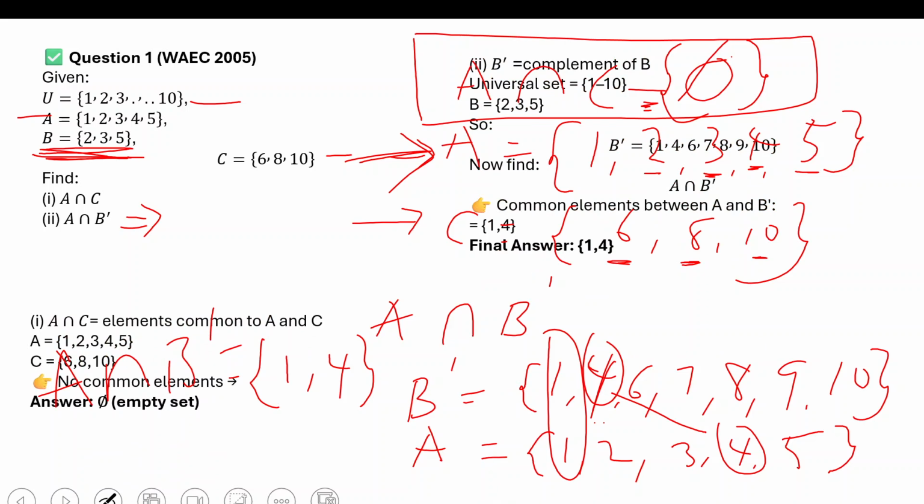Okay. So the next question is number 2 from WAEC 2020. It says, given that A is a set of elements that are multiples of 2. So I have A is equal to multiples of 2, as in 2, 4, 6, and so on, right? 8, then 10. Okay, I'm stopping at 10 because the universal set is between 1 and 10.